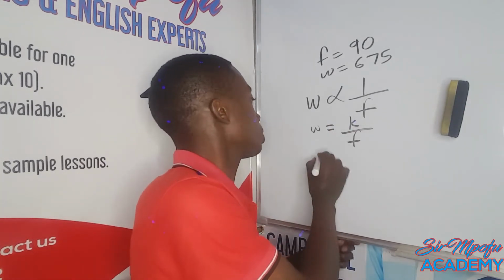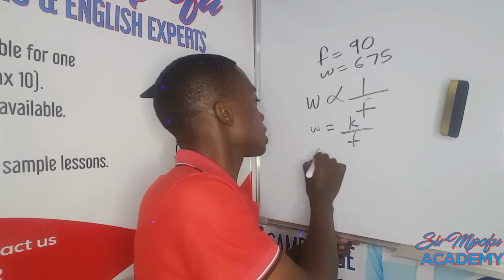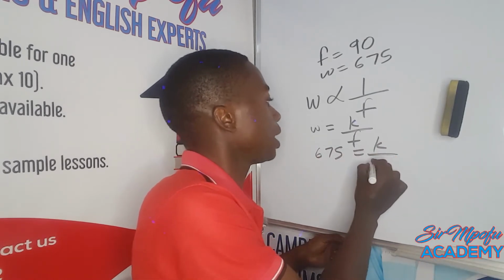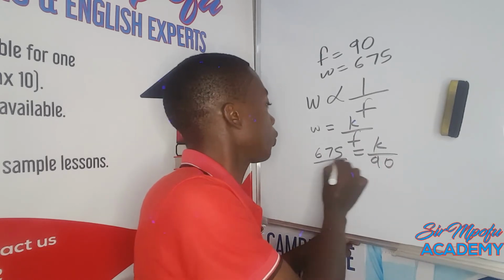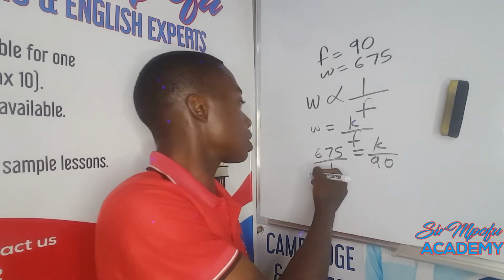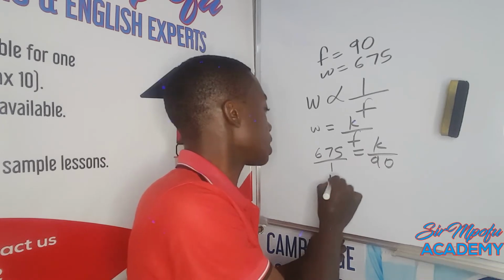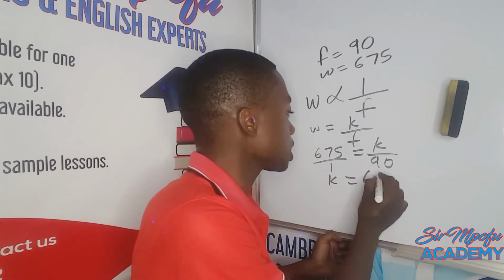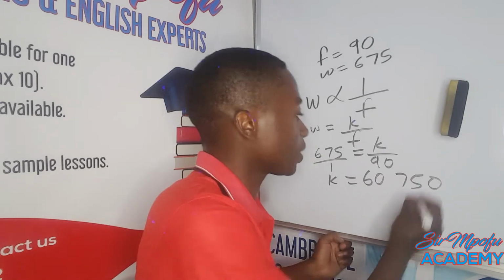So how do you do that? We substitute. W is 675. K over f is 90. And for us to get the value of k, we are going to do cross multiplication. This is the same as over 1. 1 times k, that's k, equals 675 times 90, that's 6750.